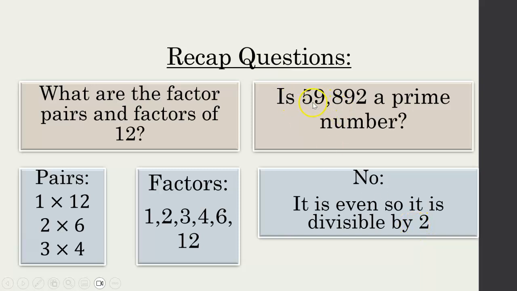If you divide it by 2, I don't know exactly what it is. It's 24,000 and something, I guess. But yeah, it is divisible by 2. You can check your calculator. It is divisible by 2, so that means there's more than one factor pair. There's multiple factor pairs probably, so it is not a prime number.